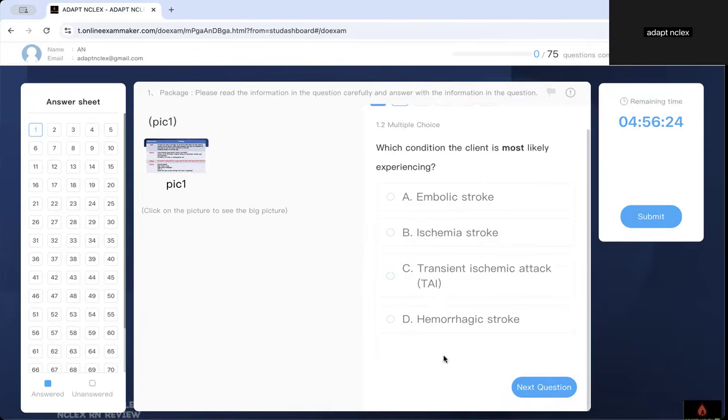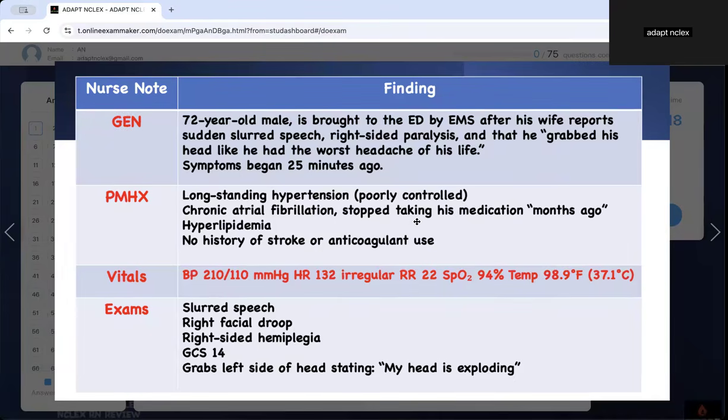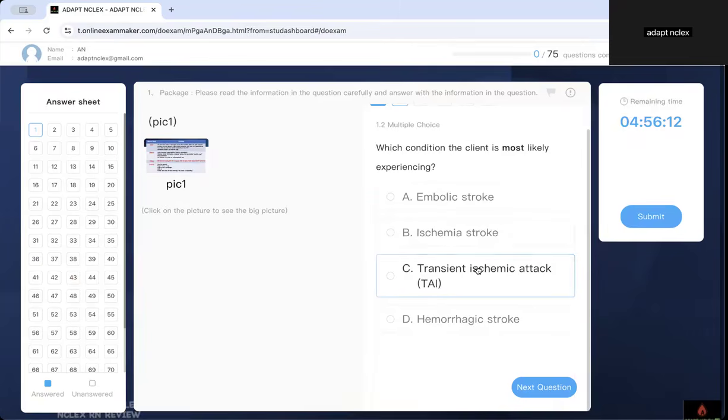What do you think is the most likely diagnosis, right? What is the client experiencing? The worst headache of my life, all of a sudden, I have slurred speech, right-sided paralysis, and I'm grabbing my head. And he has a history of hypertension, and the blood pressure is high. That tells you he has something to do with blood pressure.